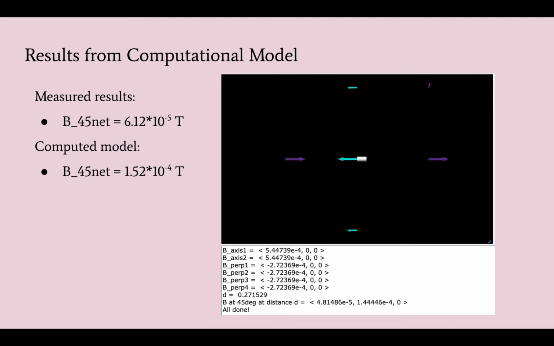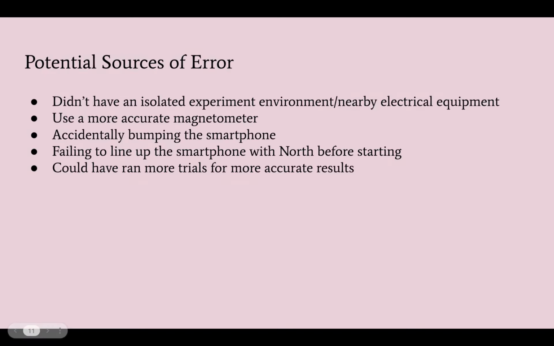And then here are the results, the measured results that I got from the experiment. I got that B net is 6.1 times 10 to the -5 Tesla, and then for the computational model, this is the value that I got. As you can see, they're a little bit different. We'll talk about why later. And then this is what my code looks like when you run it, and then here are all the values.